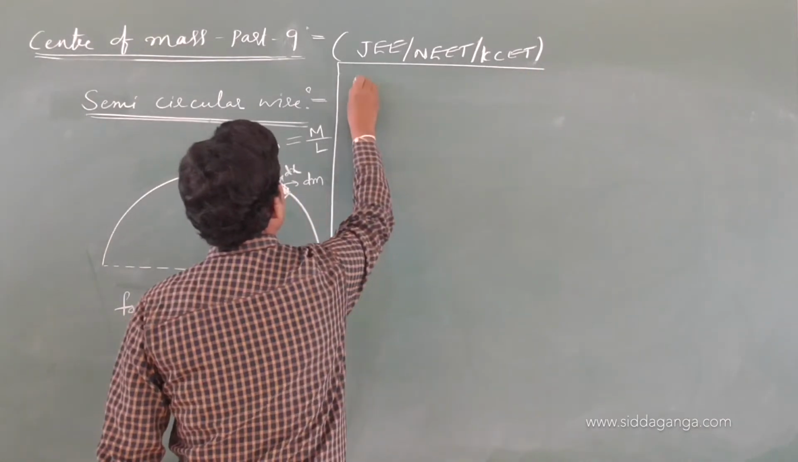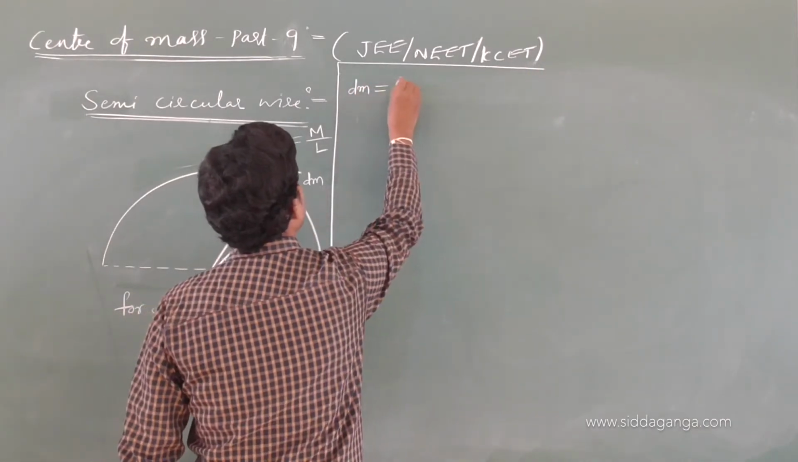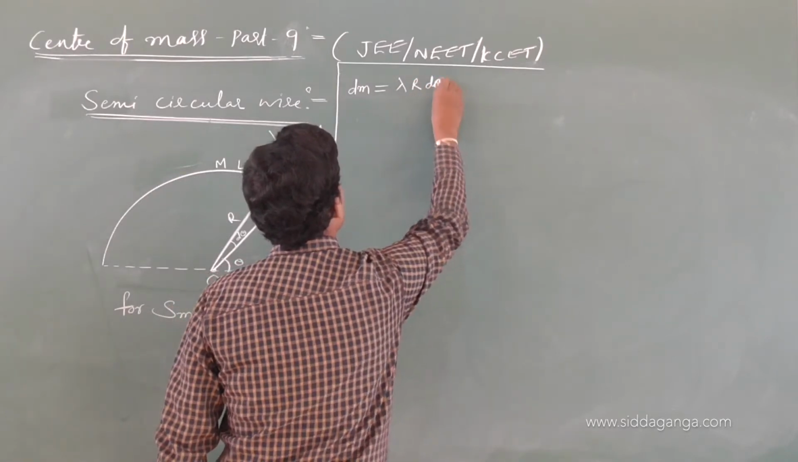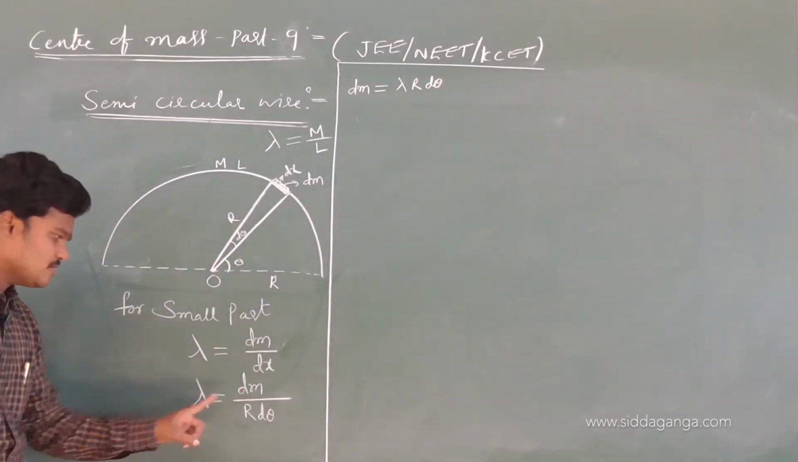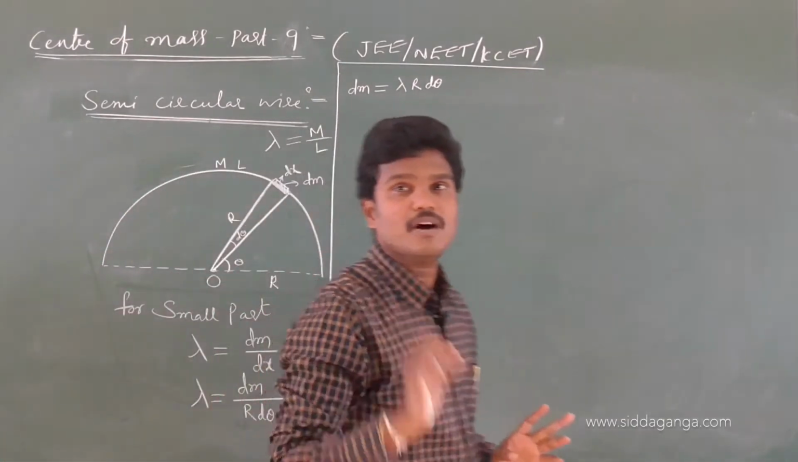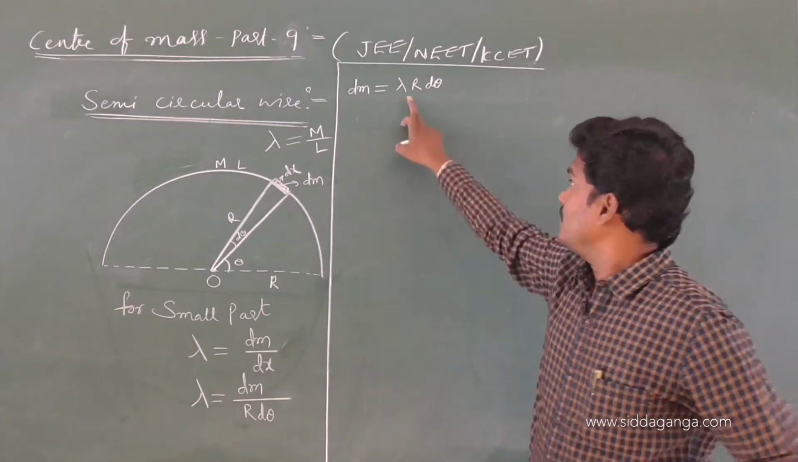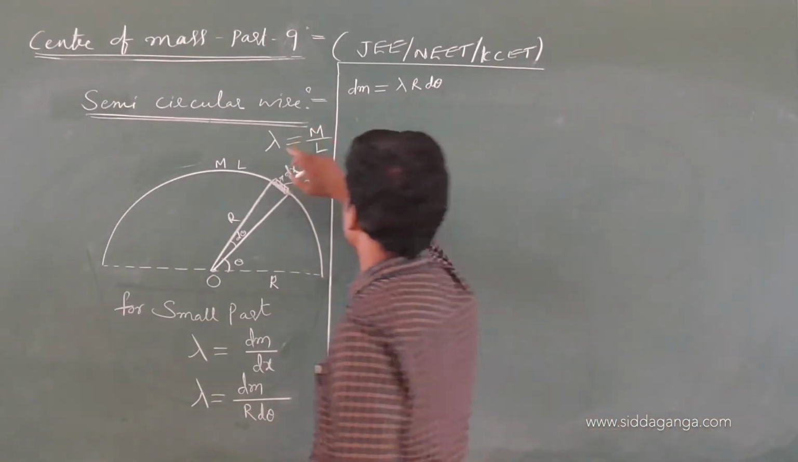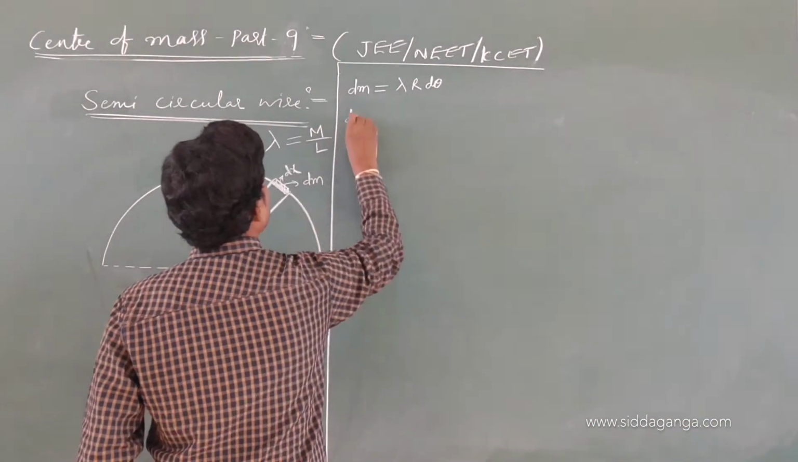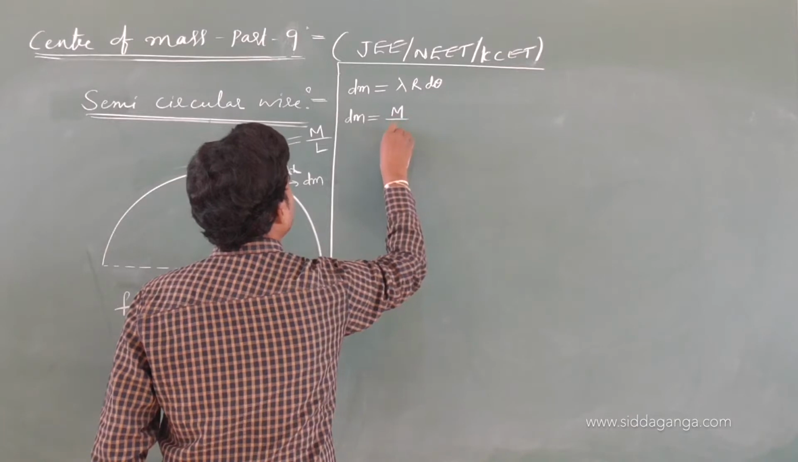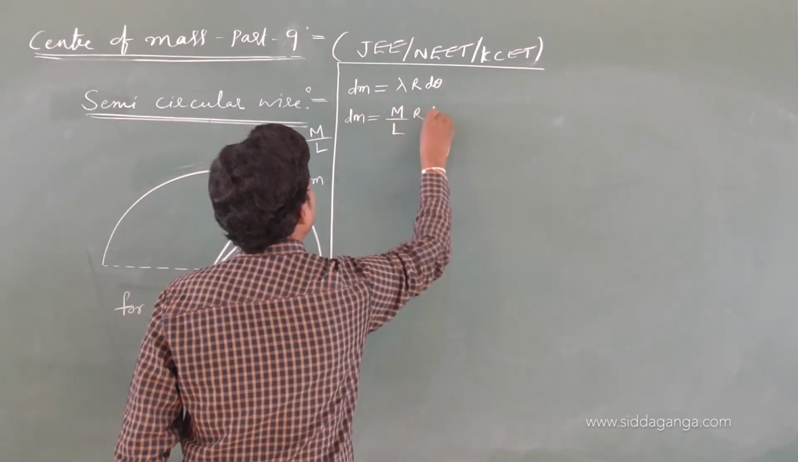So dm we can write as lambda into r d theta. See, dm is equal to lambda r d theta. I got a small elemental mass. How much is the mass? Lambda r d theta. What is lambda? Lambda is nothing but mass per length. So dm is mass by length, r d theta.